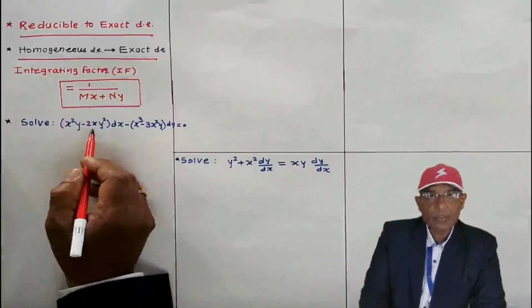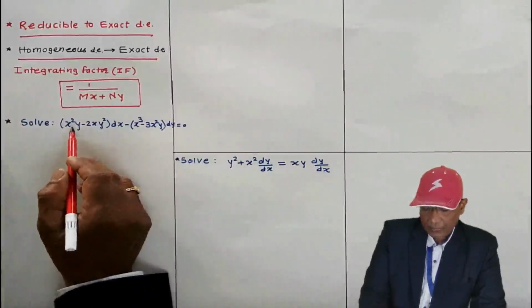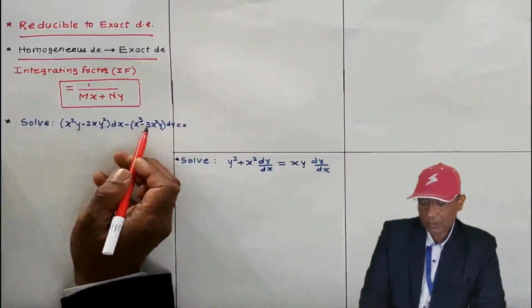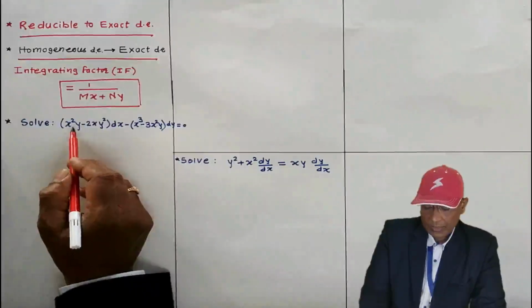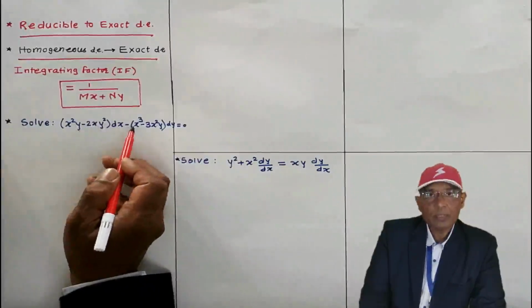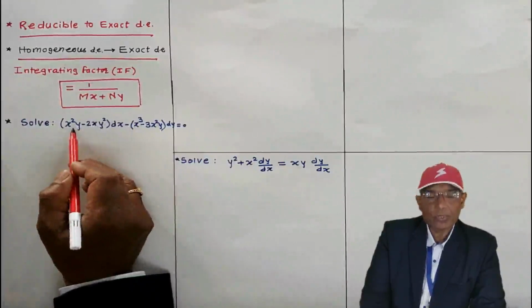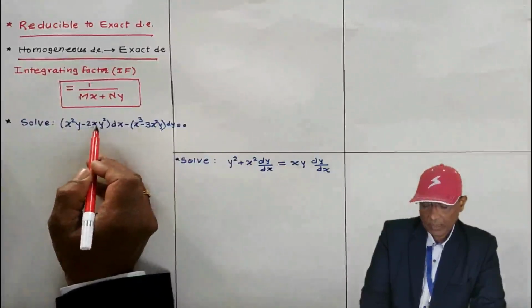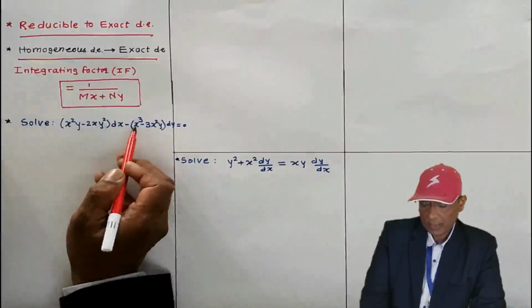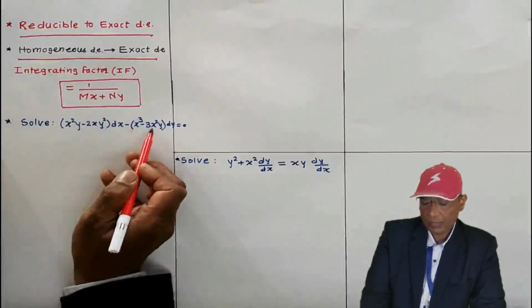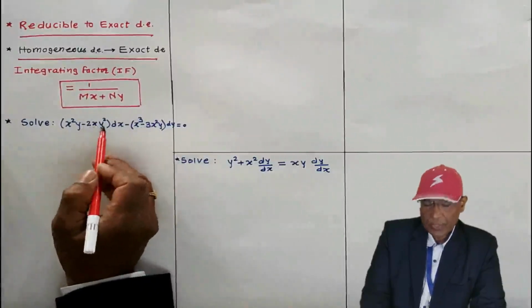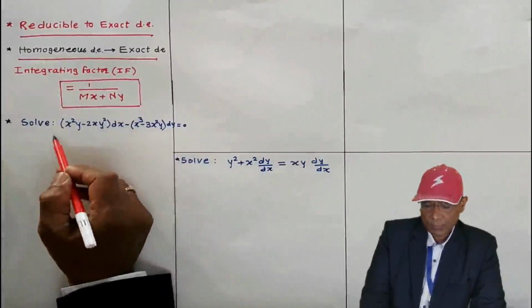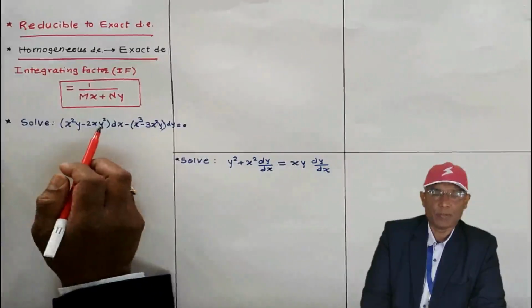If you look at this differential equation, the first term, second term, third term and fourth term, the degree of each and every term is the same. See, the degree of the first term is 3, the second term is 3, the third term is 3, and this term is 3. The degree of each and every term is the same. Therefore, this is a homogeneous differential equation.